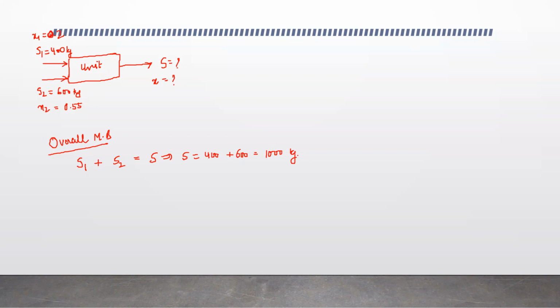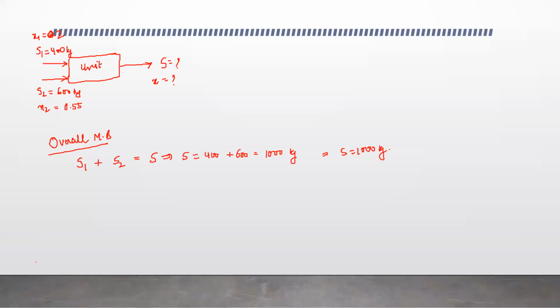So there are certain questions where you might get one of the variables from the first equation itself. That means in the second equation that you're going to form, you're going to substitute that variable and then solve for the remaining variables. All right. So we have got S as 1000 kg from this. Now go ahead, pause the video and form the component balance equation.